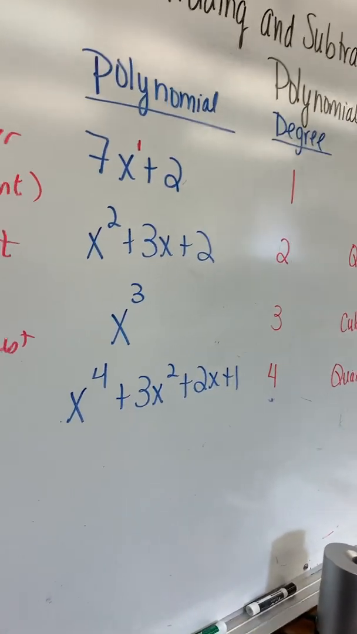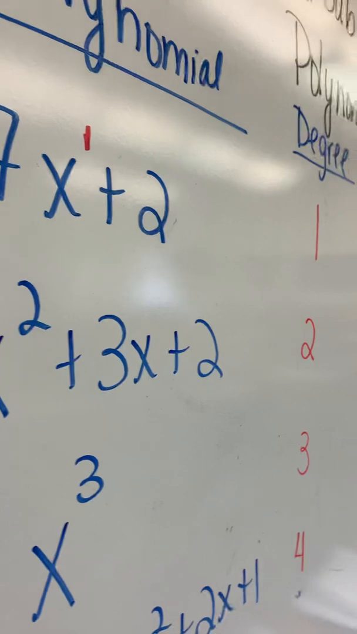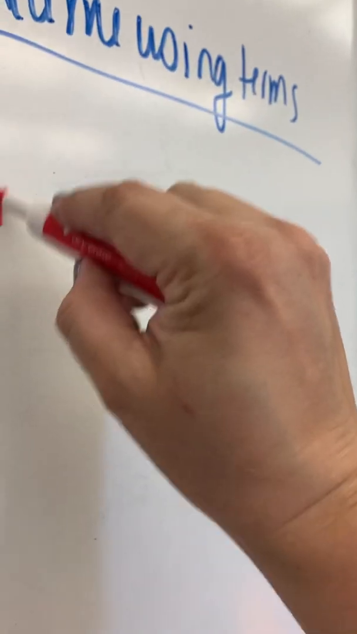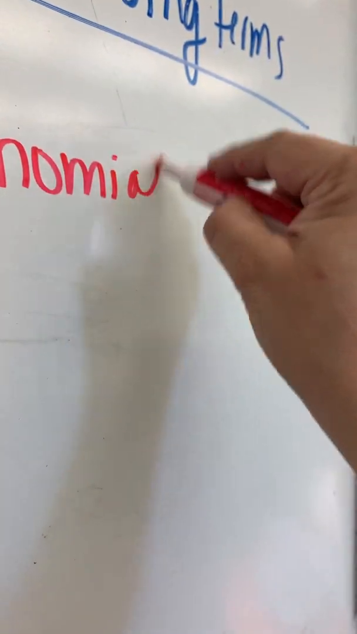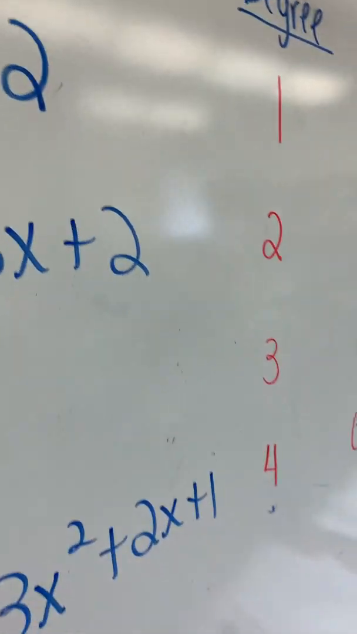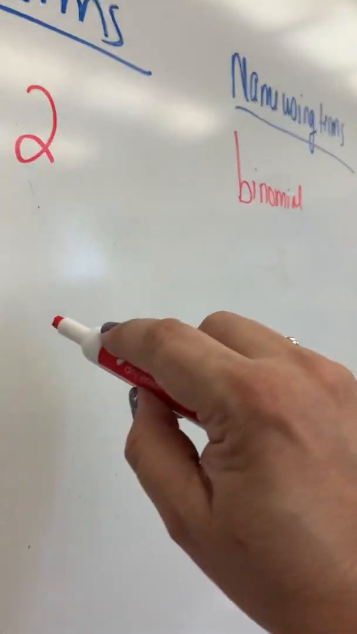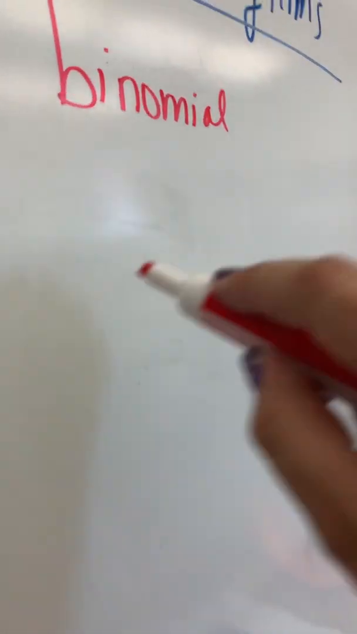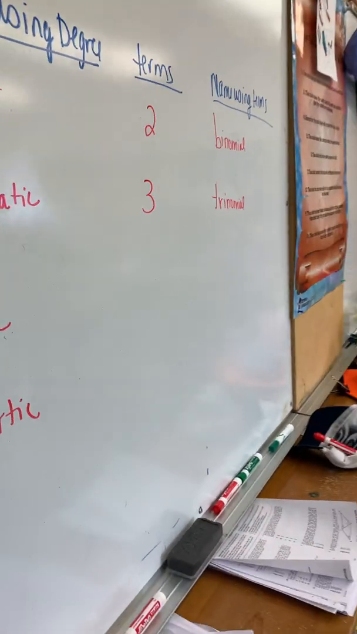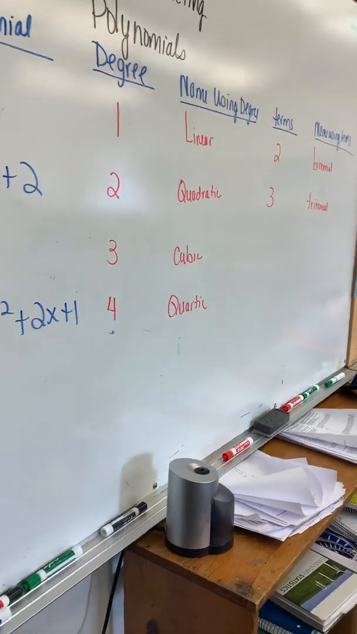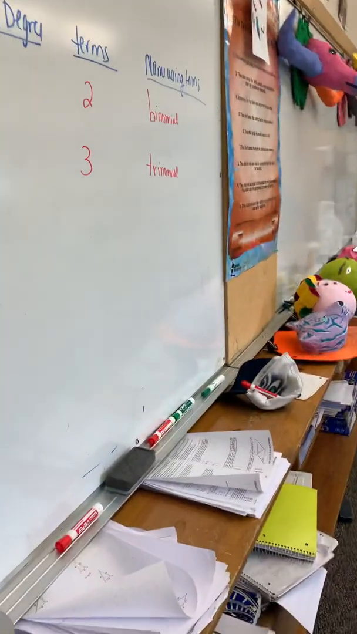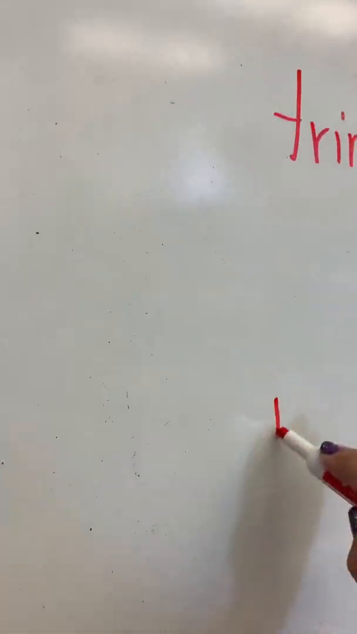Now, let's talk about our terms. How many terms does this one have? 2. When you have something with 2 terms, it is called a binomial. Bi meaning 2. How many terms does that one have? 3. What do you think that one's going to be called? Trinomial. You guys are going to become very familiar with quadratic trinomials this whole entire chapter. How many terms does this one have? 1. What do you think that one's called? Monomial.